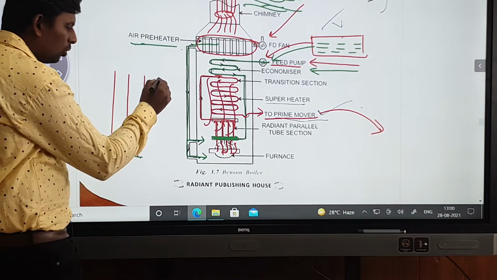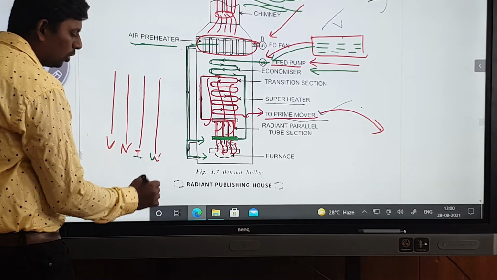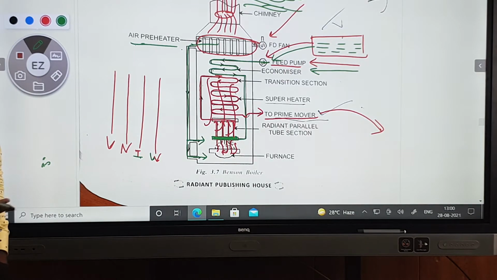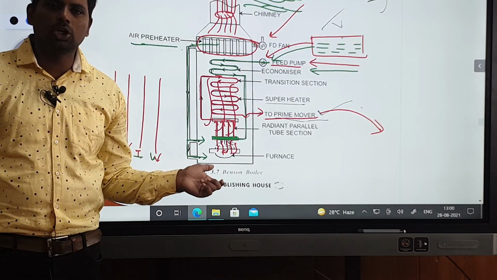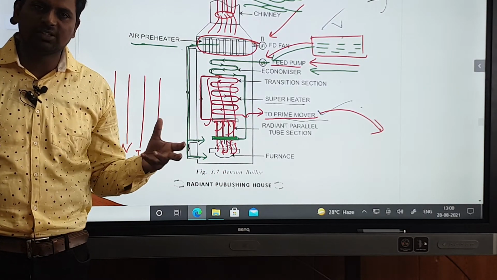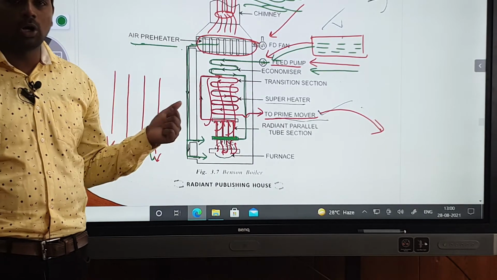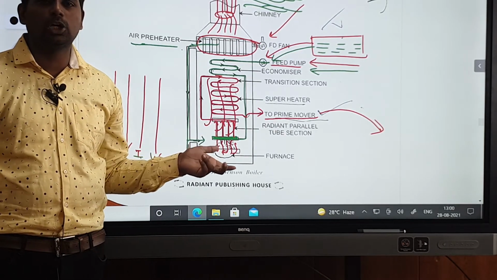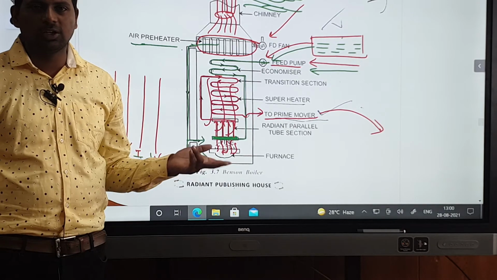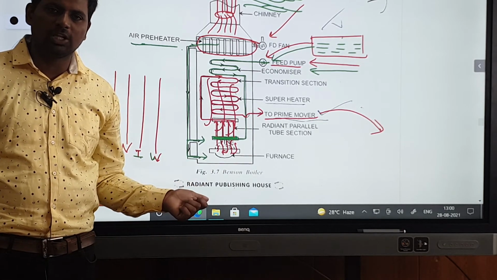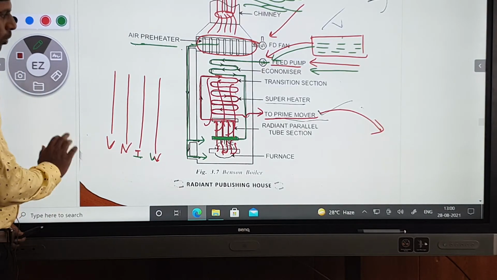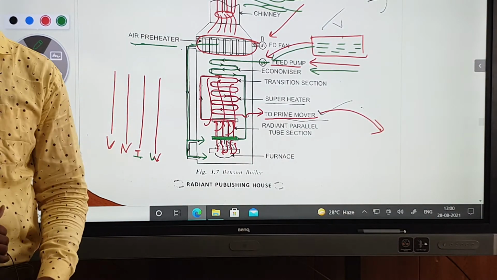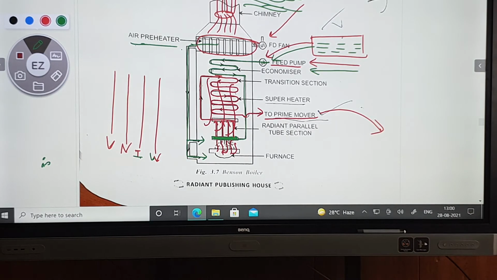Another thing, this one is known as a water tube boiler. Why are we calling this a water tube boiler? Because if water is inside the tube, that is called a water tube boiler. If hot gases are inside the tube, that is known as a fire tube boiler. So two types of boiler are there: the water tube boiler and the fire tube boiler. This is the working principle of a Benson boiler.